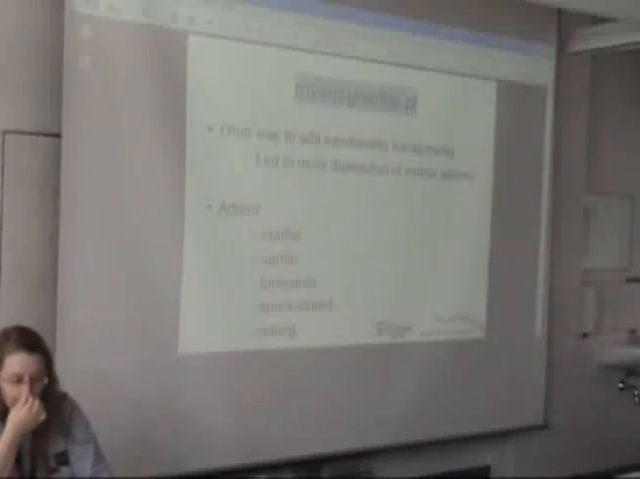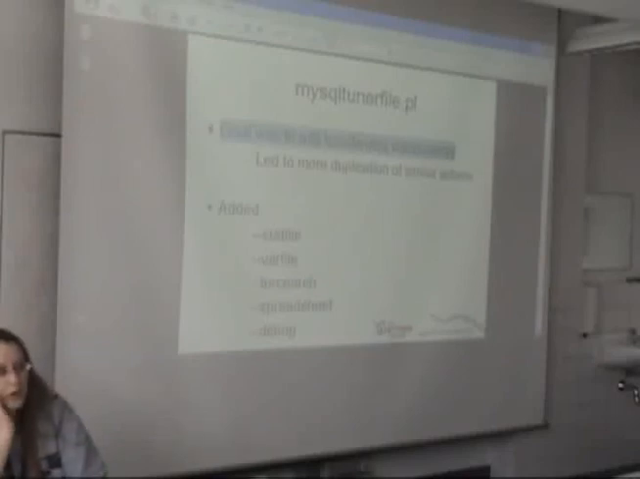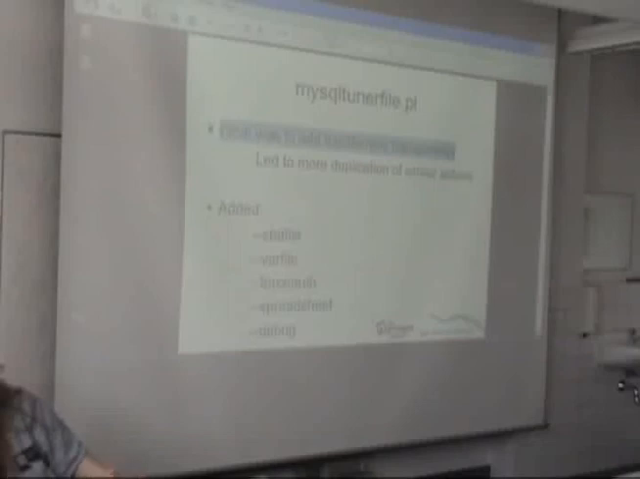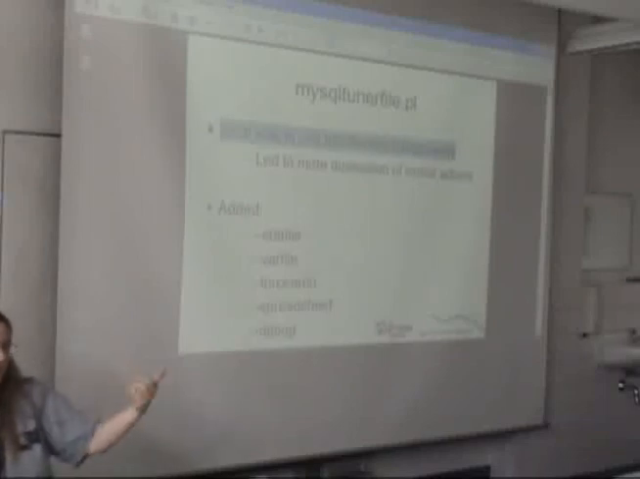mysqltunerfile.pl is what I created because I wanted to be able to look back and forth between them. The goal was to add functionality transparently, which was difficult because I had numbers. One of the things I wanted to do was make it machine readable. So I wanted a column saying this is good, this is bad, here's the number, and then here's the value, which doesn't jive with uptime equals 6 hours, 9 minutes, and 3 seconds, and this many read transactions all on one line.